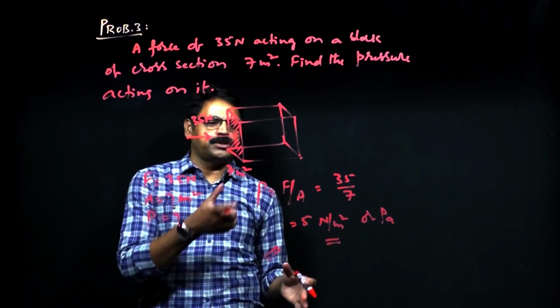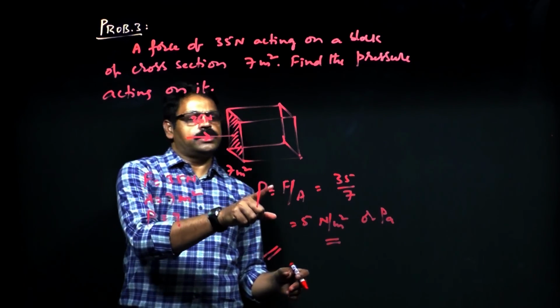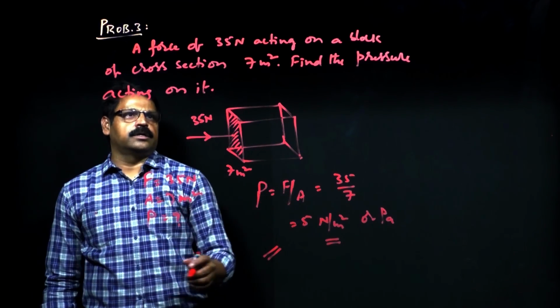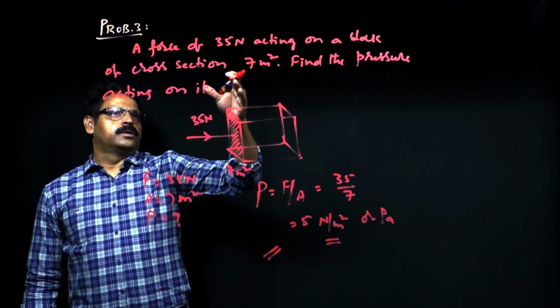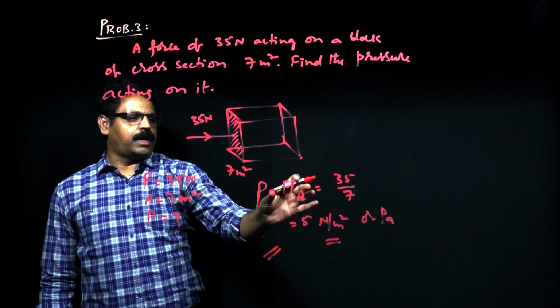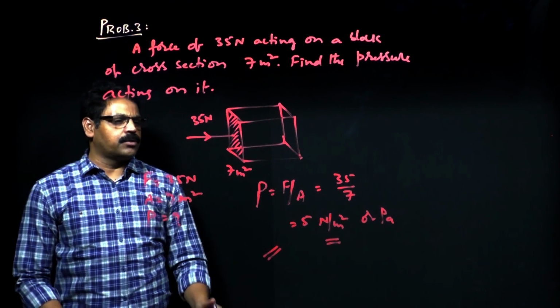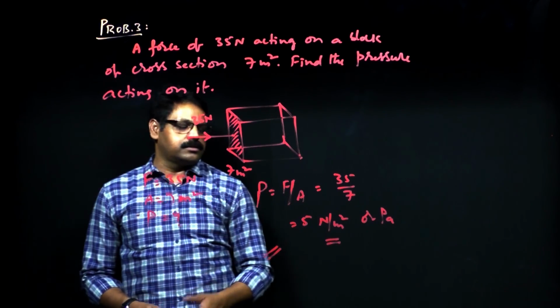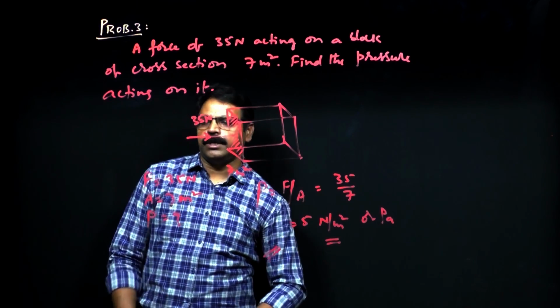So this problem is based upon a formula: pressure is equal to force per unit area. Looking at the problem, write down the given data, put it in the formula, substitute the values, and then simplifying, you are going to get the pressure value. So this is how the problem can be solved.